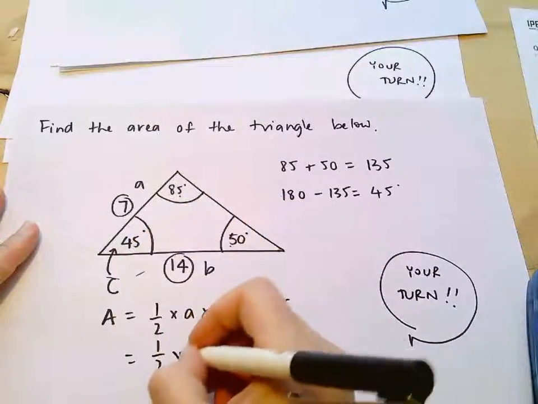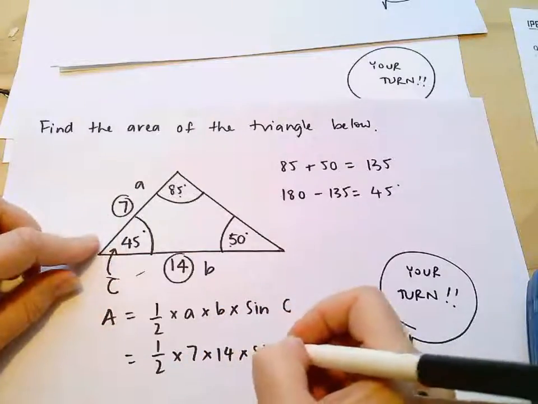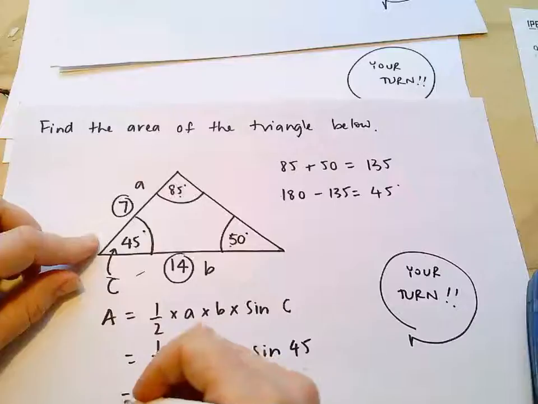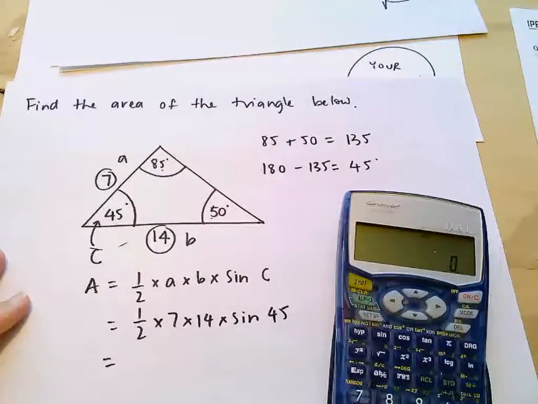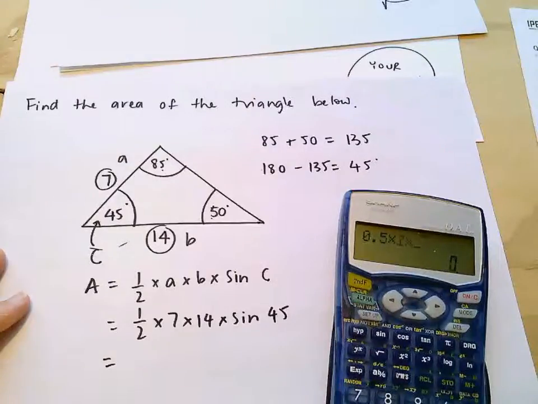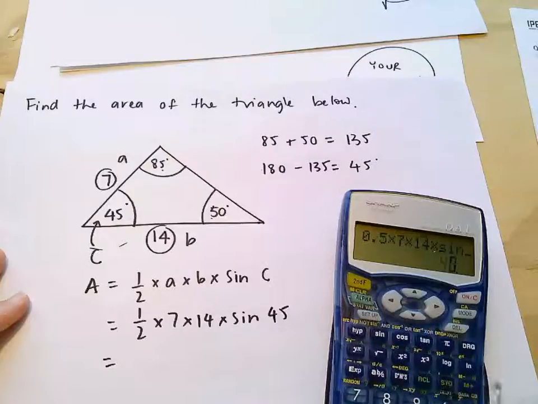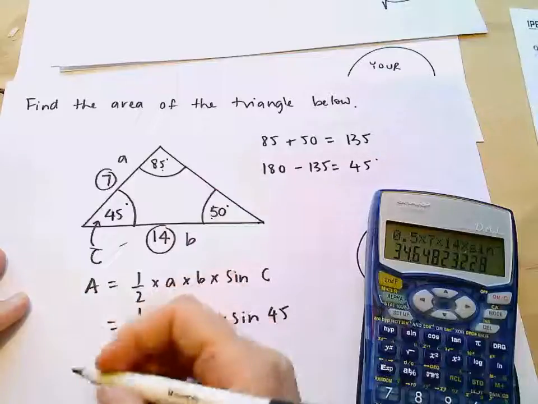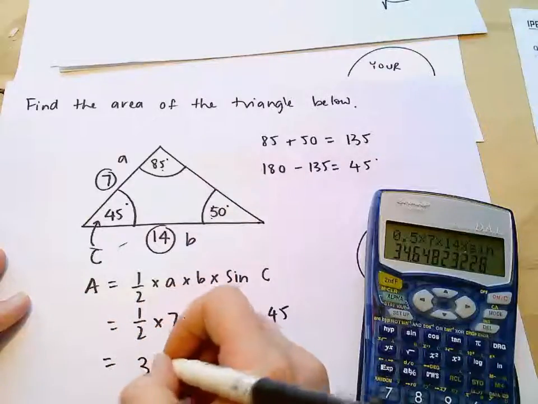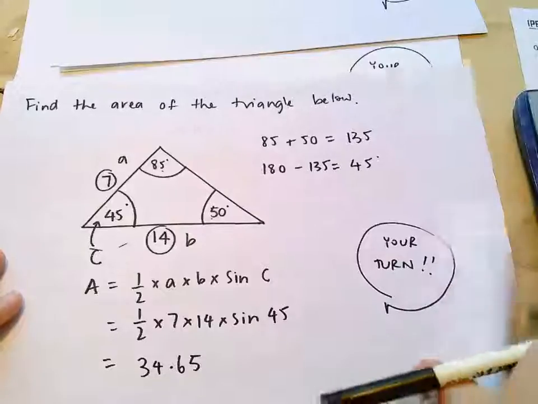So I'm going to say half of A was 7, B was 14, C was 45. Half of 7 times 14 times sine 45. So again, I'm just going to use 0.5 because I don't have a nice fraction button on here, but you will use the fraction button probably. Whack it in, gives me that my area of this triangle is 34.65. So hopefully you got that one right.